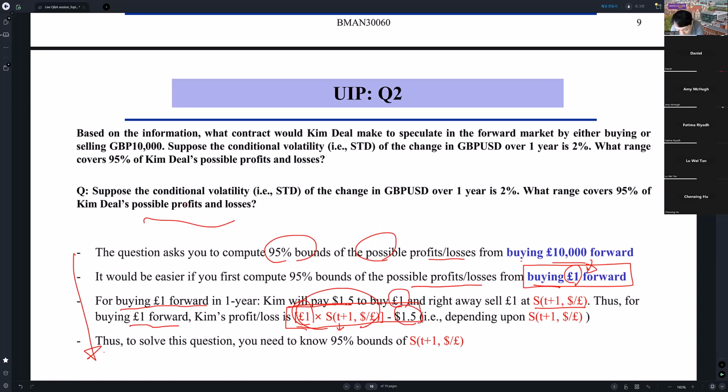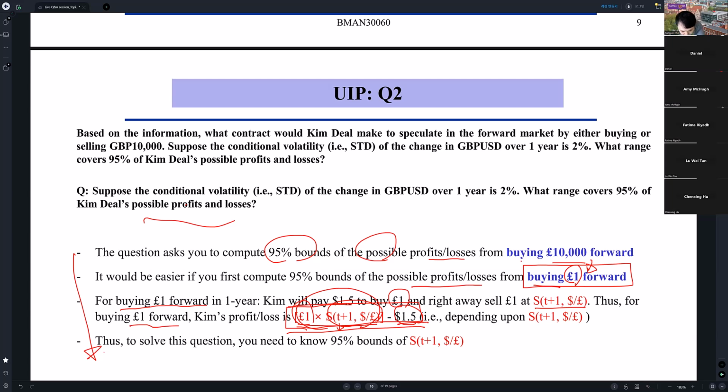And this is the $1.5 you need to pay to get 1 pound. So you pay this and get 1 pound. Right away, you sell that 1 pound at the unknown future exchange rate. So this is going to be the possible profit or loss. Given this unknown exchange rate, this can be a plus number or a minus number.